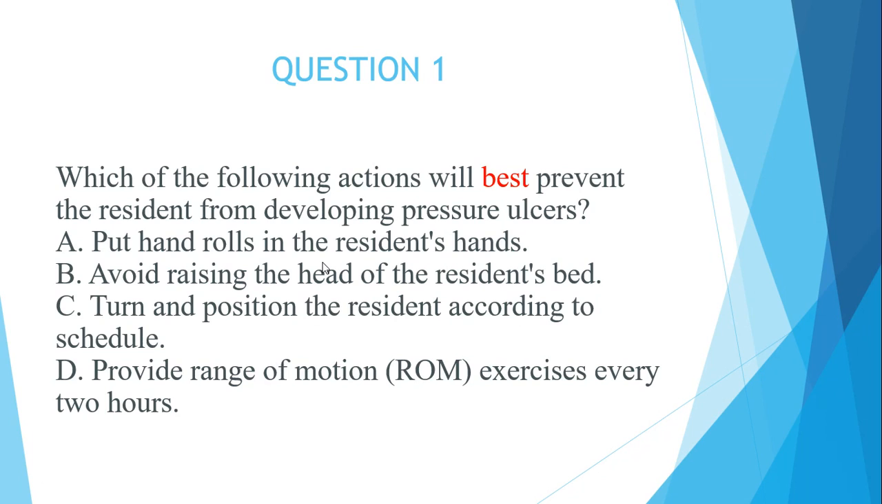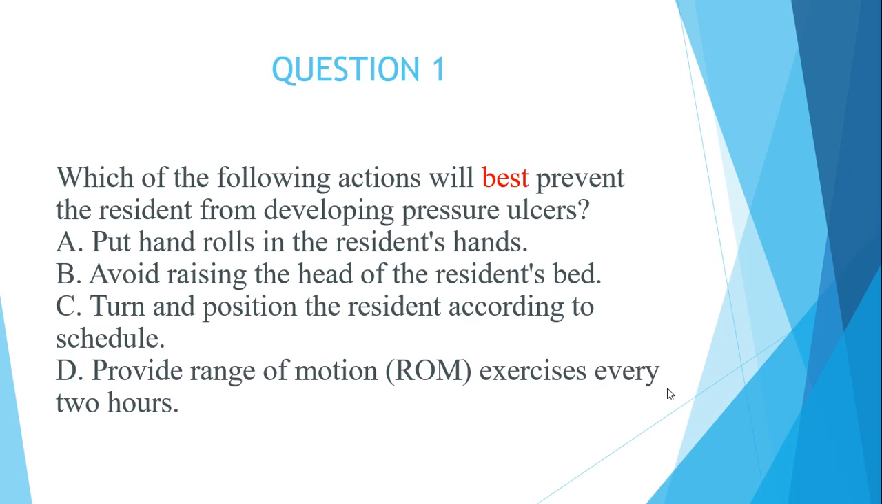Now, A, the hand roll in the resident's hands. Ask yourself a question. Pressure ulcers can happen at any pressure point in our body, but the main places are the bottom, the sacrum area, and the heels. And you know that we're supposed to reposition our resident at least every 2 hours. Why do we do that? Because we don't want them to develop pressure ulcers. The hand rolls help prevent contractions in their hands.